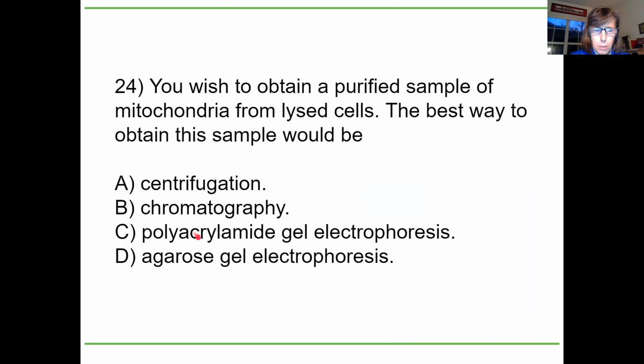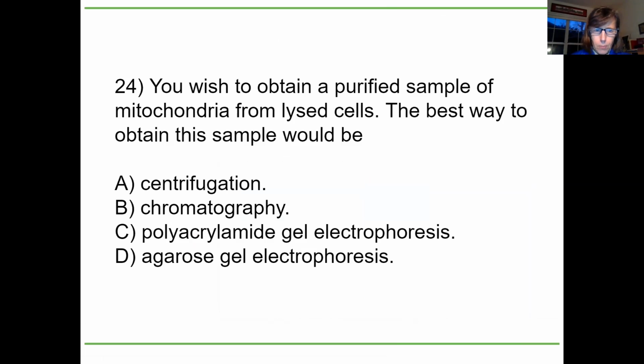All right, so here's a question. Looking at the different techniques we just talked about, you want to purify mitochondria. What's the best way to obtain this sample? Well, you're going to lyse cells so the mitochondria are free from membranes and all that. How do you want to get the mitochondria separate from the cytosol or the nuclei or whatever mixture is in the lysed cells?